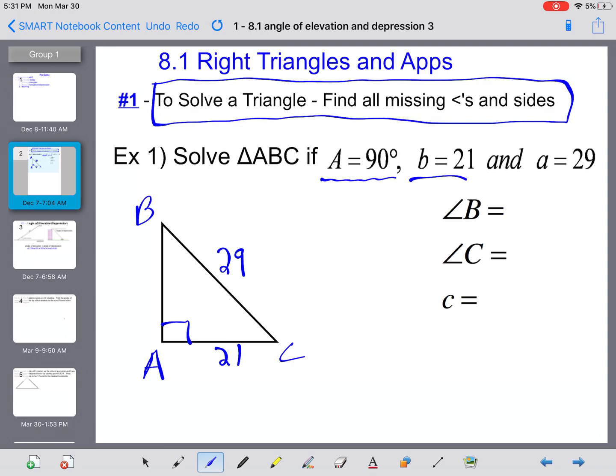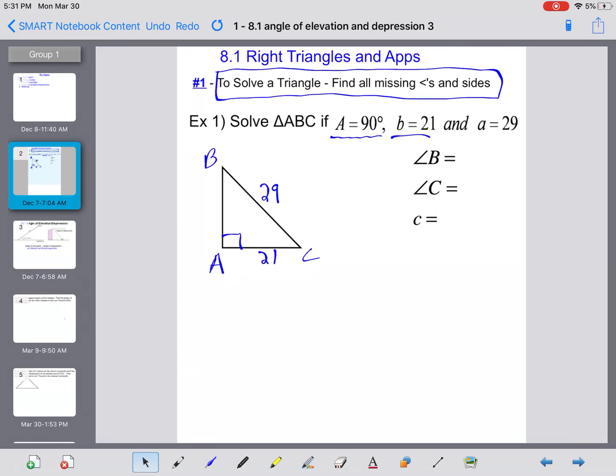So to solve this triangle, we want to find missing sides, missing angles. The easiest thing to find first is the missing side. Because this is a right triangle, because one of the angles is 90, the easiest way to find the third side, given two sides, is Pythagorean theorem, which we've done a bunch of times in these last few chapters. So let's go ahead and fill that in.